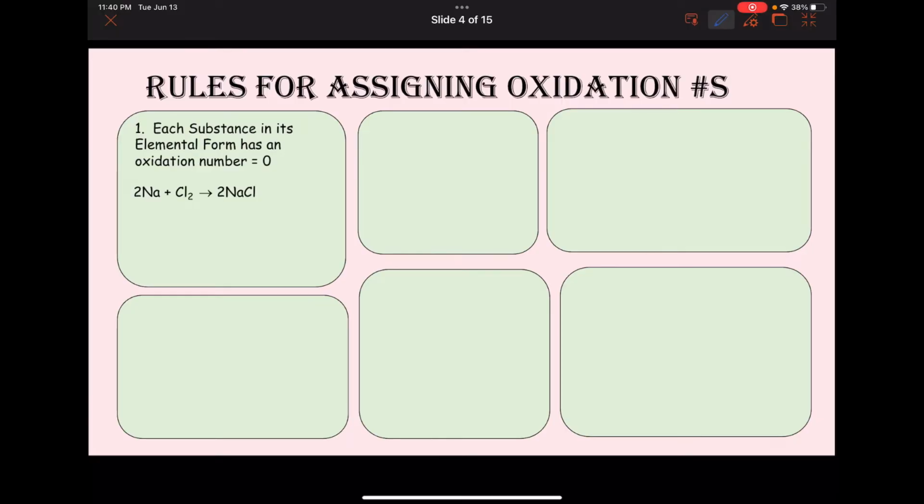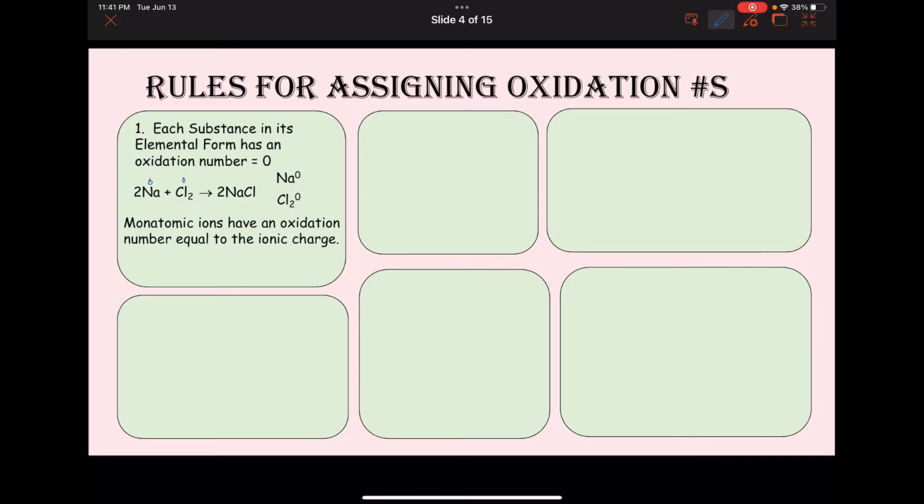Here we are looking at a reaction. We see that sodium is in the elemental form, so the oxidation state of sodium is going to be 0. The oxidation state of chlorine is also going to be 0, even though it's Cl2. Remember, Cl2 is diatomic because chlorine occurs in nature as a diatomic element, so this is still an elemental form. They are both going to have an oxidation state of 0.